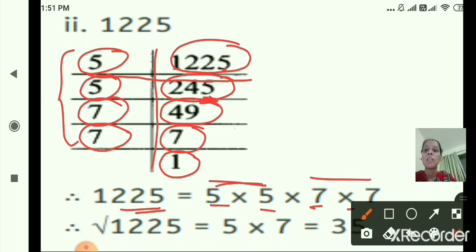From this pair you will take 5. From this pair you will take 7 and multiply that. 5 7s are 35, right? So what is the answer? 35. So the square root of 1225 is 35. Okay, hope we are clear with this. Now we'll move to the next sum.